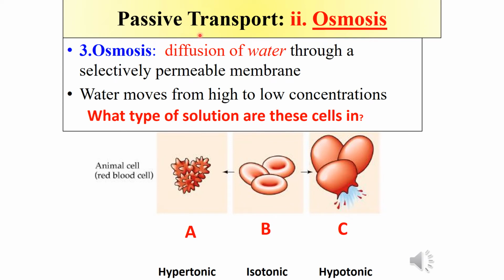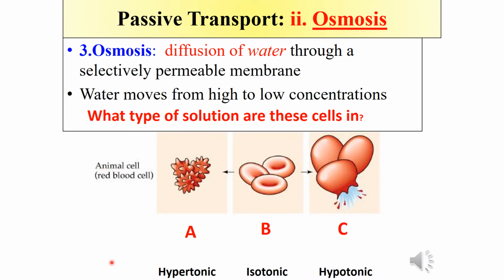The second type of passive transport is osmosis. Now osmosis is diffusion of water through a selectively permeable membrane. Water moves from higher to lower concentration. Now let us see what are the different types of solutions that the cells here given below are in. Now this is the animal red blood cell. All the three are red blood cells, but they are in different types of solutions having different concentration of salt in it.